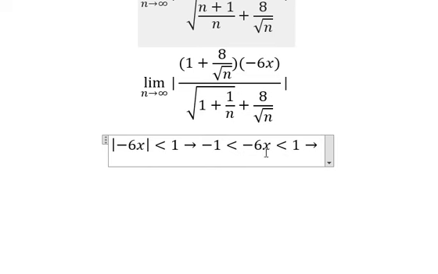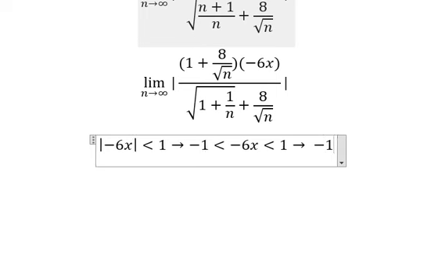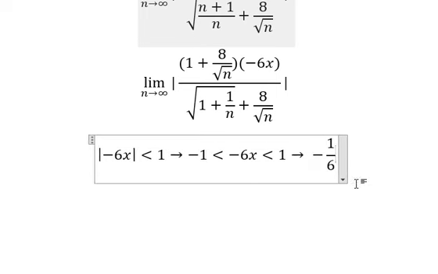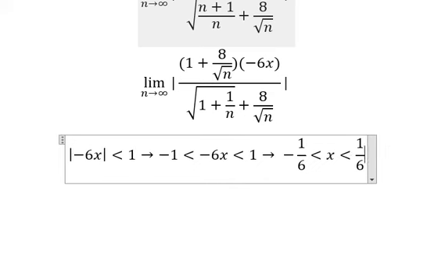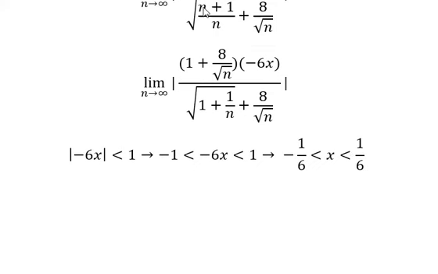Next, we divide both sides by negative number 6 because when we divide this one you get negative, but when we divide this one you get positive. So in this situation, you get from negative 1 over 6 to positive 1 over 6. And this is the final answer.